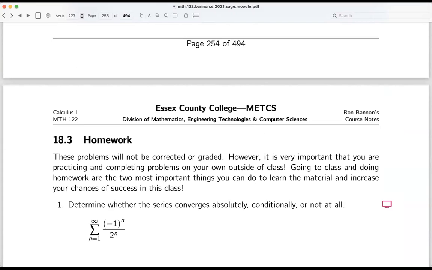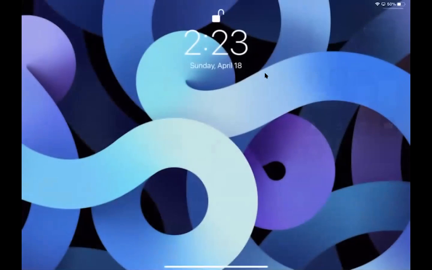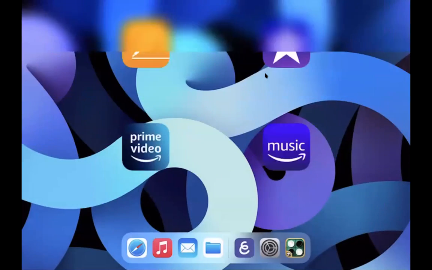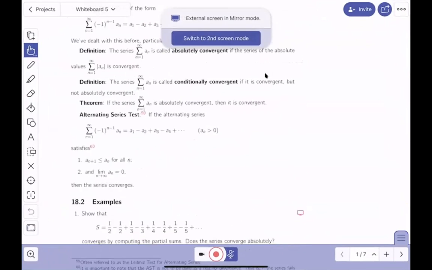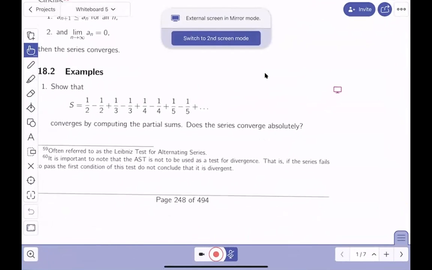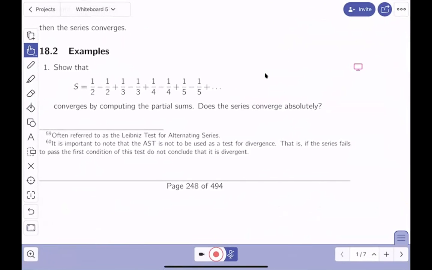Give me a second here. Got to get back to my problems here. So let's do number one. And this one says, show that this converges by computing partial sums. So what I'd like to do is just do partial sums.